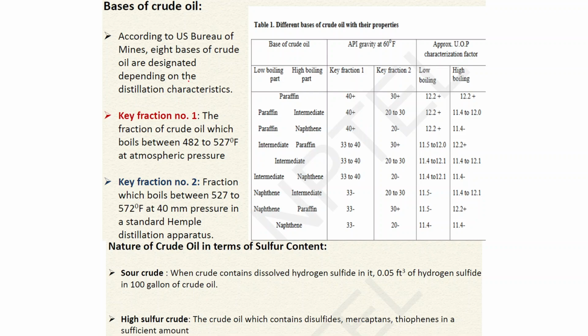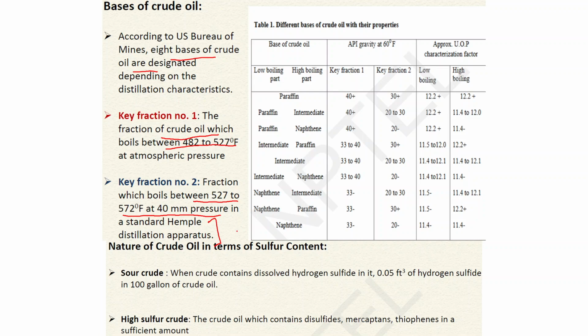According to the US Bureau of Mines, eight bases of crude oil are designated. There are two different key fractions. Key fraction number one is the fraction of crude oil which boils between 482 to 527 degree Fahrenheit at atmospheric pressure. Key fraction two is the fraction which boils between 527 to 572 degree Fahrenheit at 40 mm pressure in a standard Hempel distillation apparatus.